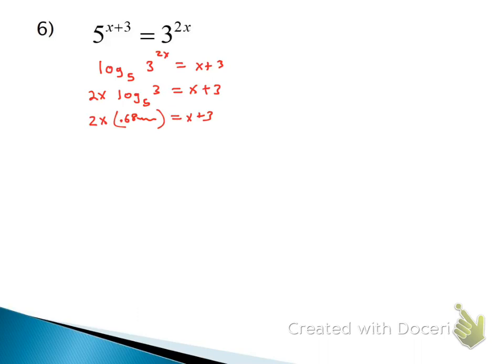Now you have 1.36 squiggles x equals x plus 3. Now I have x's on both sides. How about we subtract 1x? So let's subtract 1x, which means you're going to take your answer and subtract 1. And now you have 0.36 squiggles x, don't forget the x, equals 3. And now what are we going to do to get x by itself?